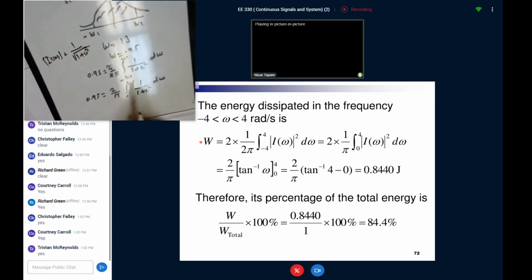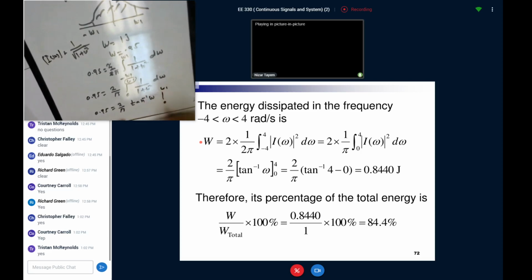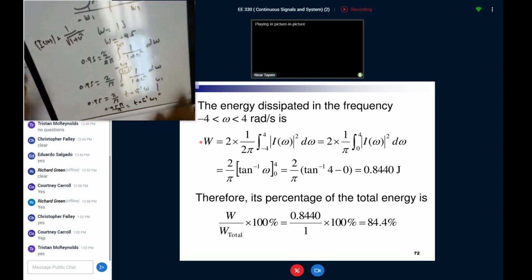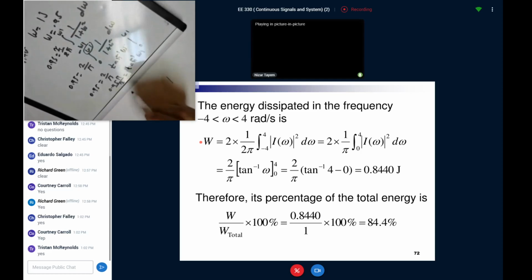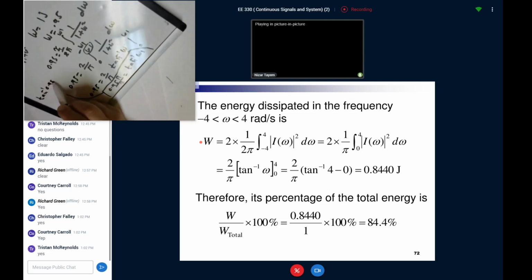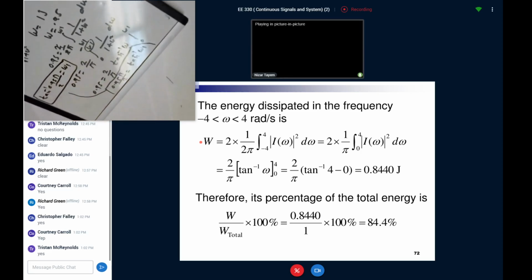So now what is unknown here? Only omega-1 is unknown. So 0.95 is equal to 2 over pi times tan inverse of omega-1, from 0 to omega-1. Which means 0.95 times pi over 2 is equal to tan inverse of omega-1. To solve this equation, we just take tan of both sides. So then, omega-1 is equal to tan of 0.95 pi over 2. Then we can find omega-1. Is it clear?